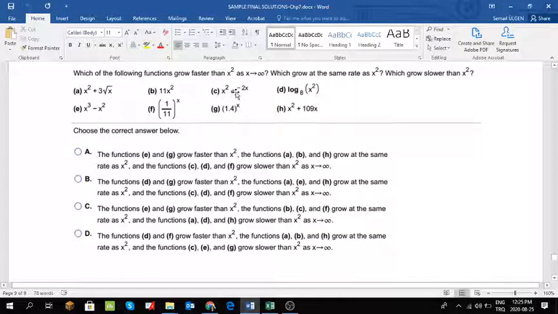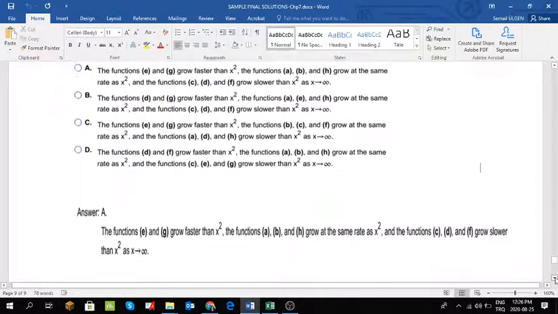All right. So in order to grow at the same rate, if you take the ratio, the limit goes to 1. Okay, that's the idea. That's how you would do that. And this is less than that, so it grows slower than x squared, and logarithm is always like that. So the answer is going to be A.